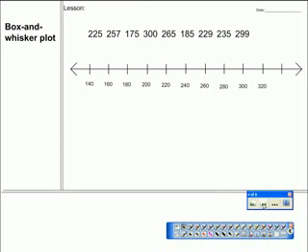All right, we're going to make a box and whisker plot using that data set and that line graph. Now, in order to have a box and whisker plot, you must have a number line. So go ahead and put this in your notes, and then work along with me while I'm making this box and whisker plot.